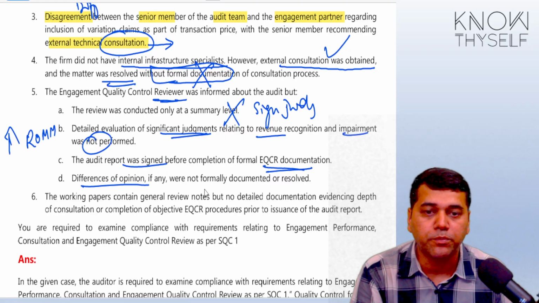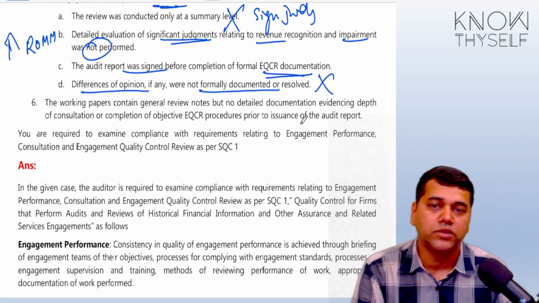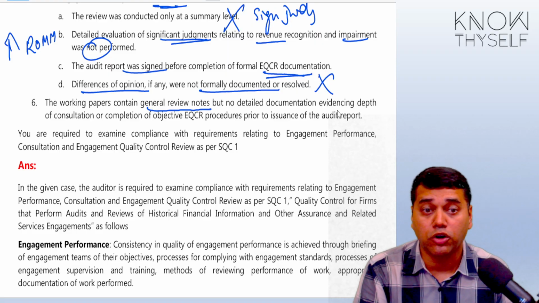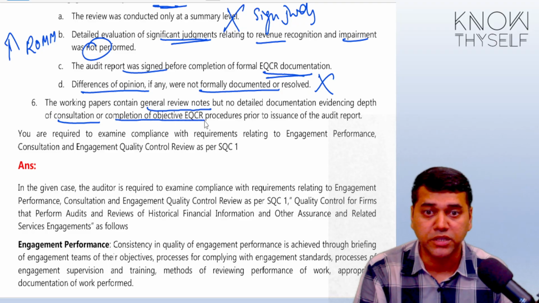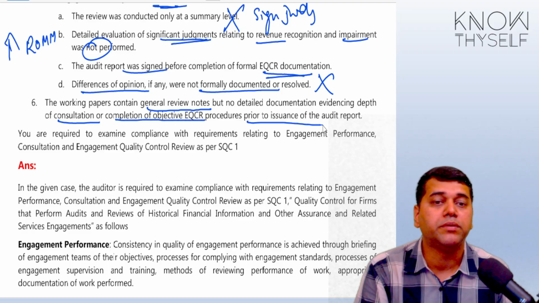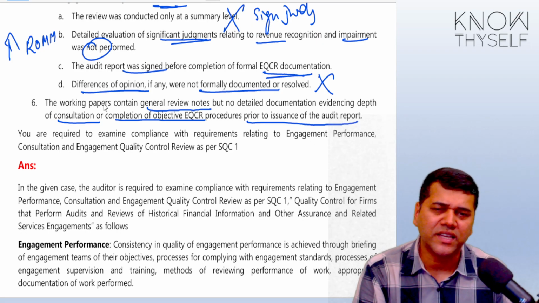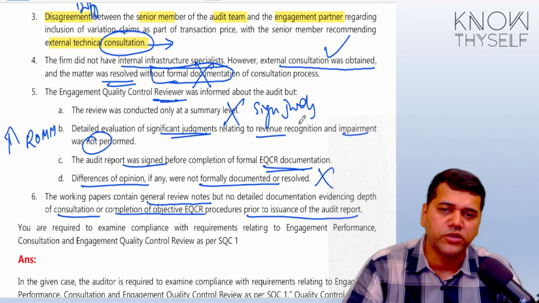And the differences of opinion were not formally recorded. This is also not done. Now, the working papers contained general review notes, but no detailed documentation evidencing the depth of consultation or completion of objective EQCR procedures prior to the issuance of the audit report. This is also wrong. So, in examination, don't expect all 6 points to come. Maybe 1 or 2 points they can give.